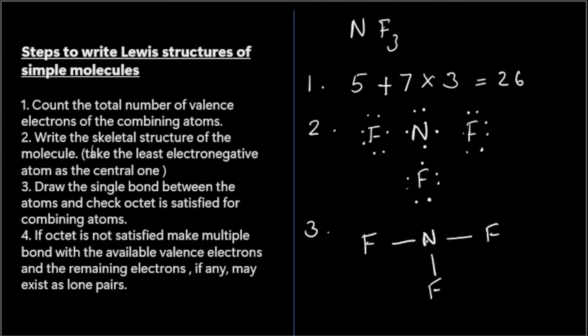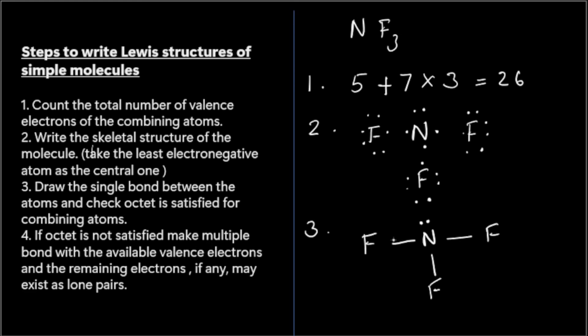First take the nitrogen atom, the central one. Check for a complete octet. We can see here nitrogen has 2 electrons, so 2 plus 2 plus 2, 6 electrons, and here there is one lone pair of electrons. So in total there will be 8 electrons for nitrogen after bonding. So the octet is satisfied. Now check for the fluorine atoms.